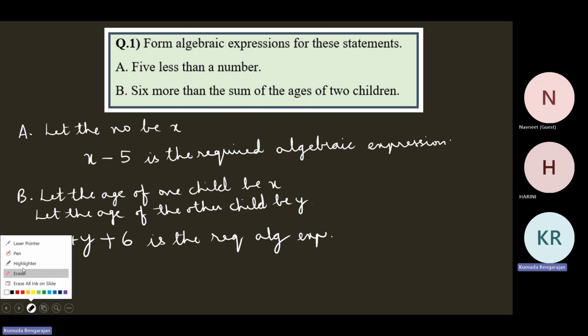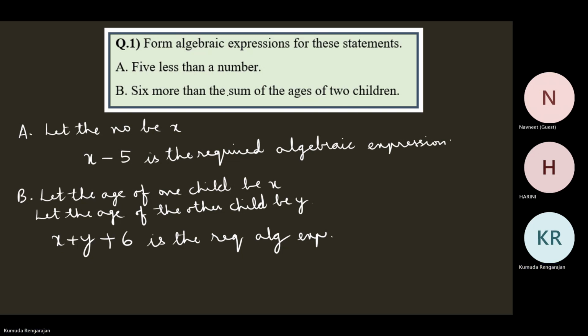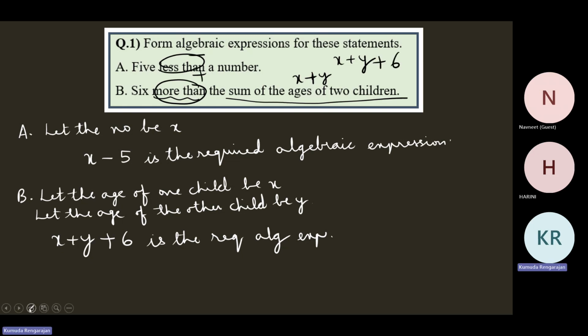I'll repeat this. Since there are 2 children, you should say let one child's age be x, let the other child's age be y. Now sum of the ages of the 2 children means x plus y. Sum means add. Now after more than, we have x plus y. So we should write that first. And more than means you should add. Less than is subtract. So more than is plus 6. So x plus y plus 6 is the required algebraic expression.